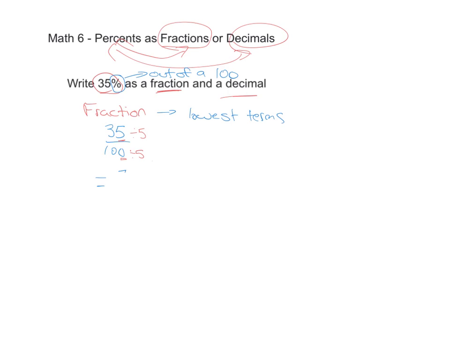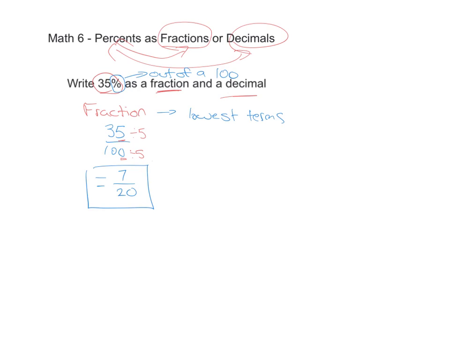If a number ends with a 5 or a 0, it can be divided by 5. 35 divided by 5 is 7. 100 divided by 5 is 20. And now I look at this, and 7 is a prime number. 20 can't be divided nicely by 7, so I can write 35% as a fraction in lowest terms as 7 out of 20.